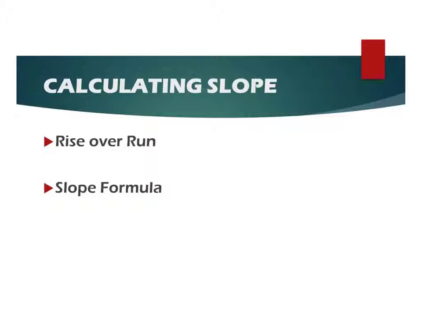There are two ways of calculating slope, and we will discuss both of these ways in this video. Rise over run works best when you are given points on a coordinate grid, and the slope formula works best when you are just given two coordinates and no grid to look at.